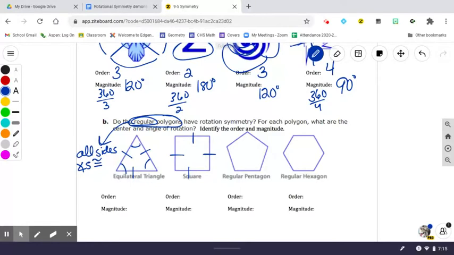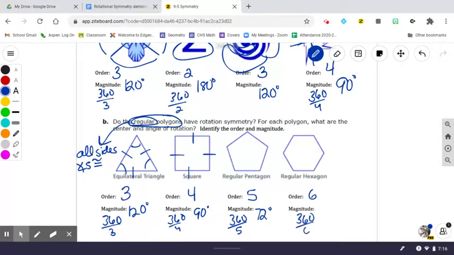So for these, you actually can just count the sides for the order. The repeated pattern, you could think of it as each corner or each side. So this one has an order of 3. 360 divided by 3 is 120 for the magnitude. The square has an order of 4. 360 divided by 4 is 90. The regular pentagon has 5 sides, so that's an order of 5. 360 divided by 5 is 72 degrees. And then lastly, the hexagon is 6 sides, so it's an order of 6. 360 divided by 6 is 60 degrees for the magnitude.